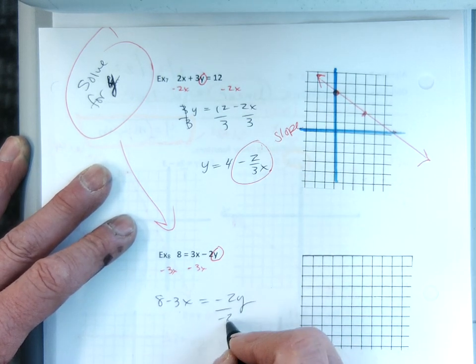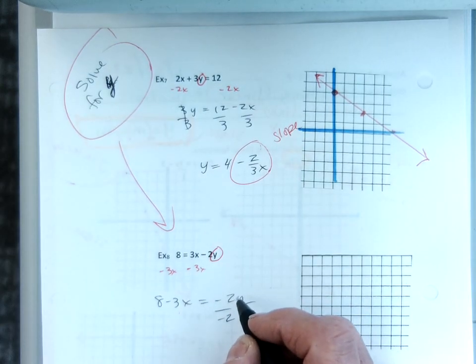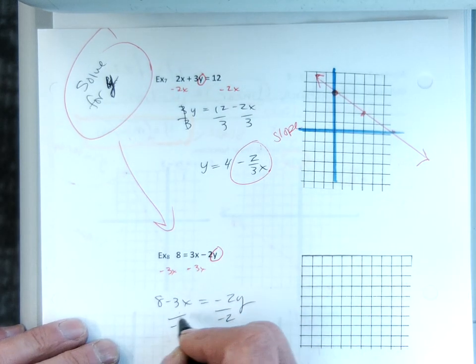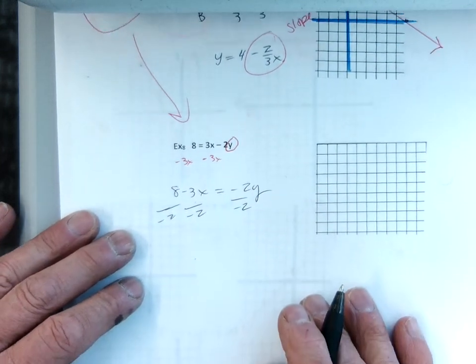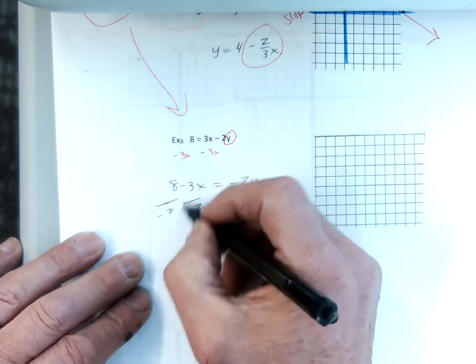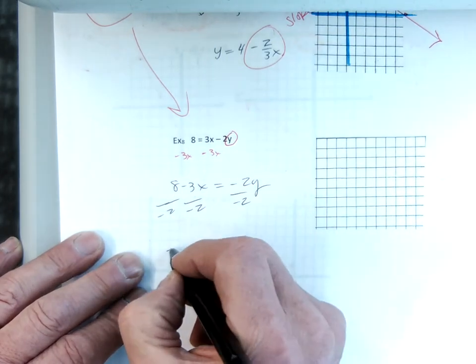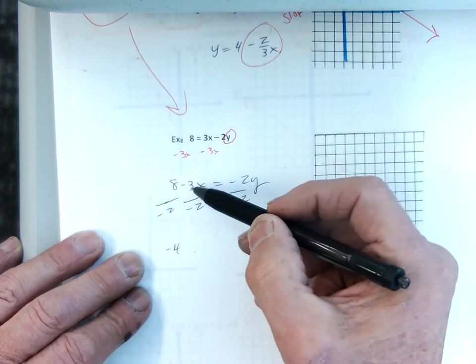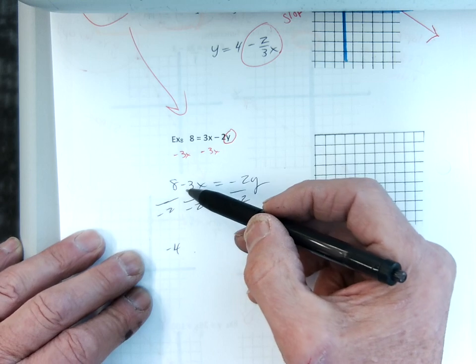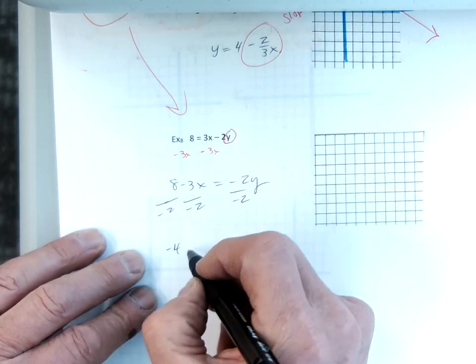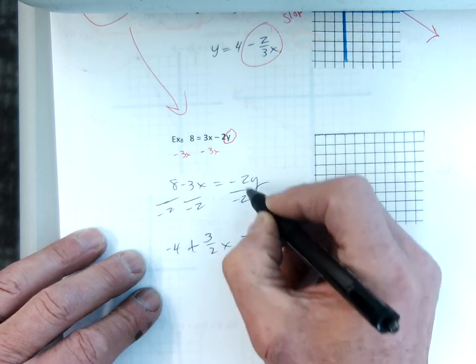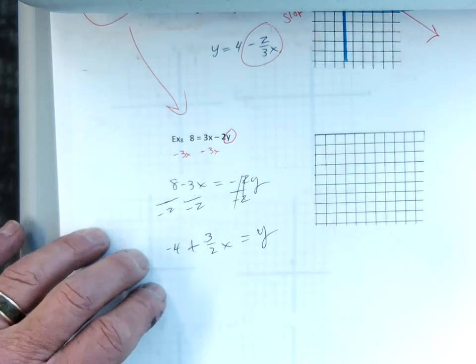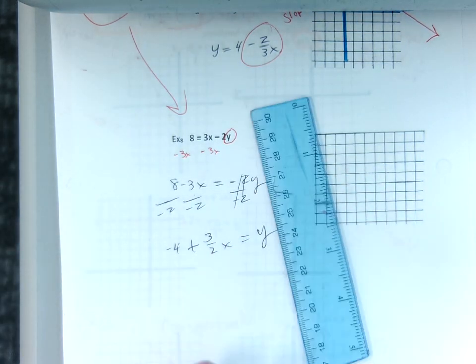Divide by negative 2, because it gets rid of both the 2 and the negative 2. Divide everything by negative 2. 8 divided by negative 2 is a negative 4. Negative 3 divided by negative 2, a negative divided by a negative is a positive. Yep, 3 over 2 x equals y. I can graph that now, right? Okay, I can graph that.